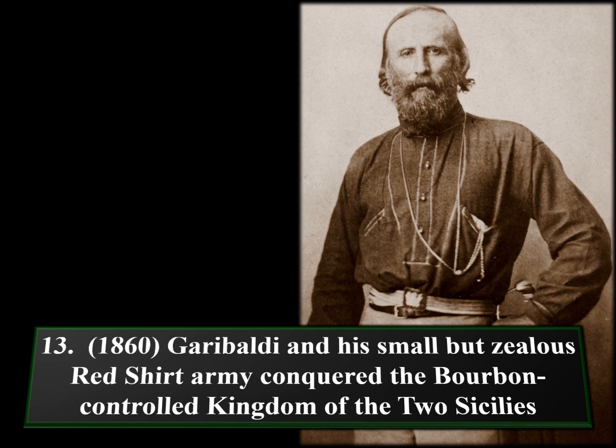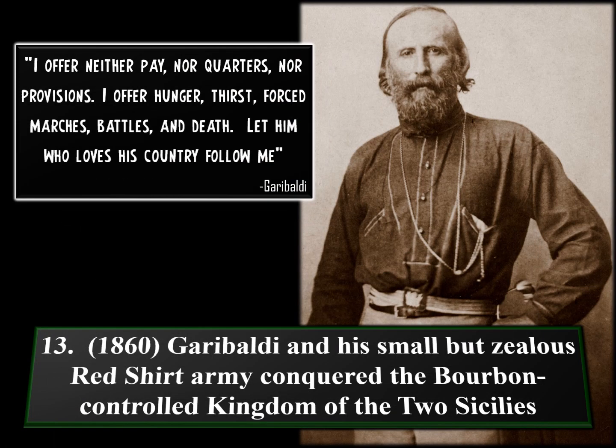In 1860, Giuseppe Garibaldi and his small but zealous Red Shirt army conquered the Bourbon-controlled Kingdom of the Two Sicilies, ultimately unifying the southern part of Italy into one state. Garibaldi said, "I offer neither pay, nor quarters, nor provisions. I offer hunger, thirst, forced marches, battles, and death. Let him who loves his country follow me." And ultimately, they will oust the French governing forces and claim an independent Kingdom of the Two Sicilies that will eventually join with Piedmont-Sardinia to form the basis of the Kingdom of Italy.